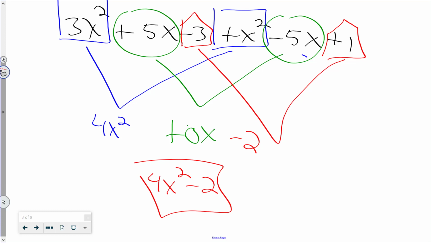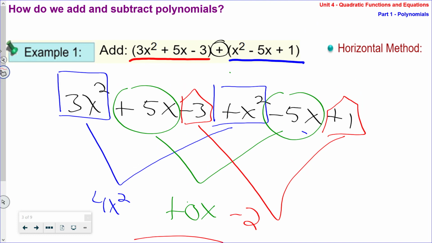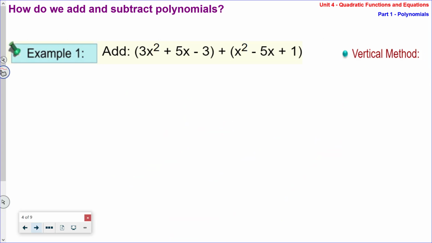All right. What I want to point out here, you have two methods. What I did here was the horizontal method. I took my terms and wrote them out horizontally. I'm going to show you another method called the vertical method. You don't have to know both. I'm going to show you both one time, and you could choose whichever method you want from then. Just pick whichever one you like best. This is the horizontal method. I'm going to do the same exact example using the vertical method this time.